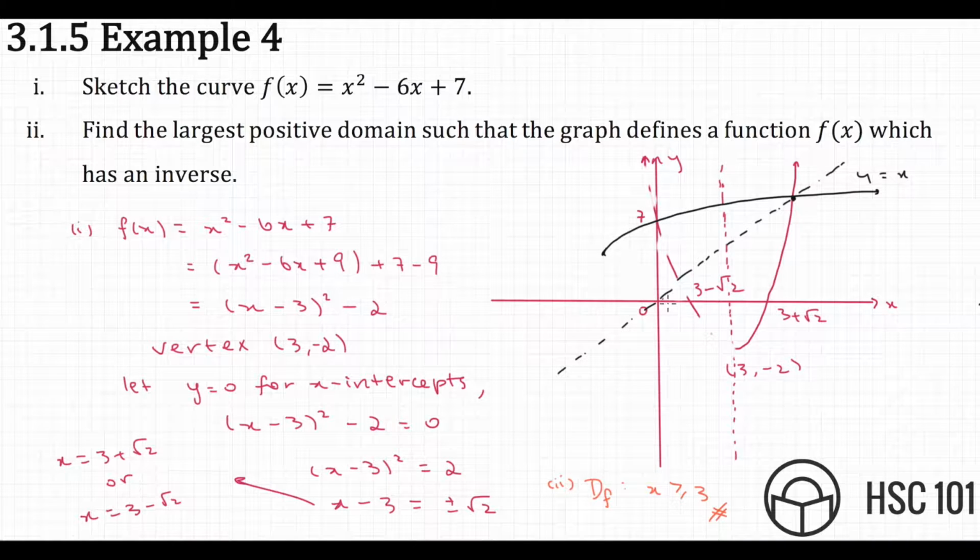And this point over here is going to be (-2, 3). You guys can see that it's related to the original vertex of the function. The x and the y values are just swapped. So that's essentially what we have for the graph of the inverse.